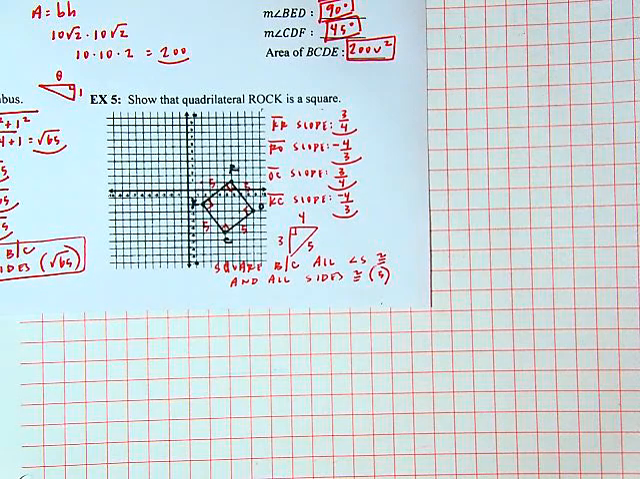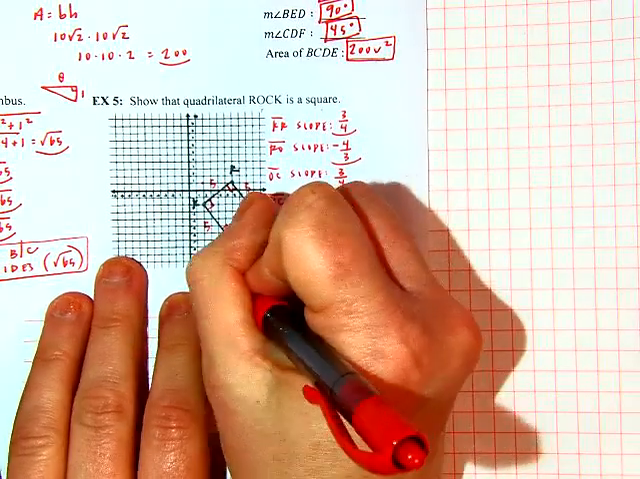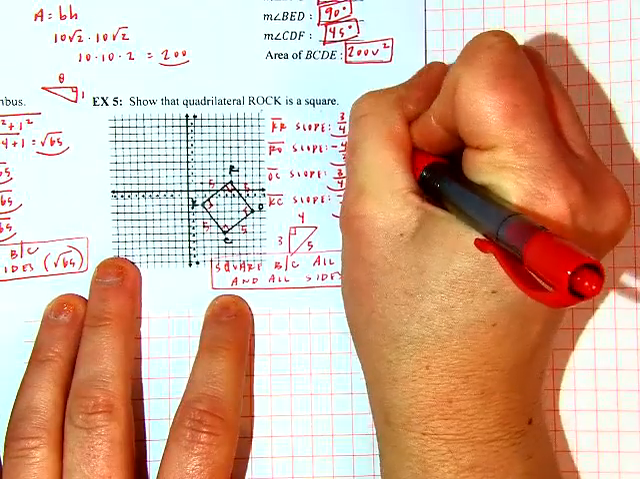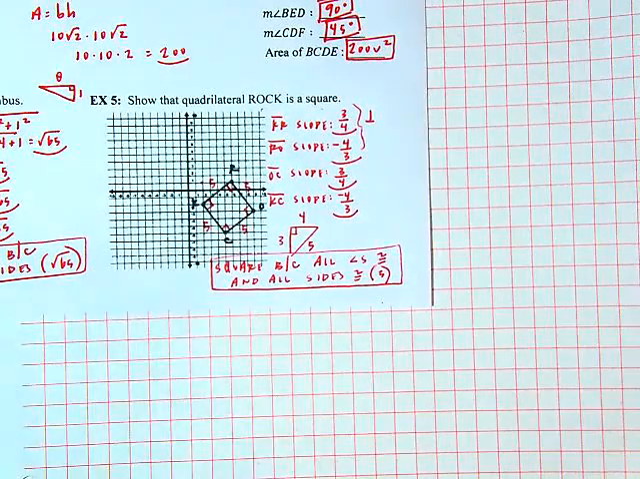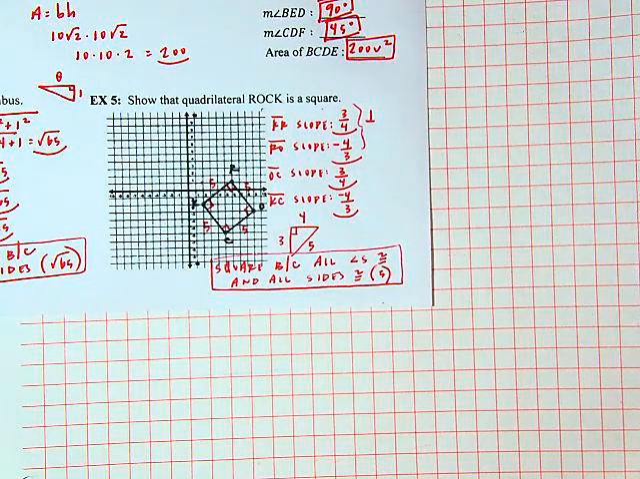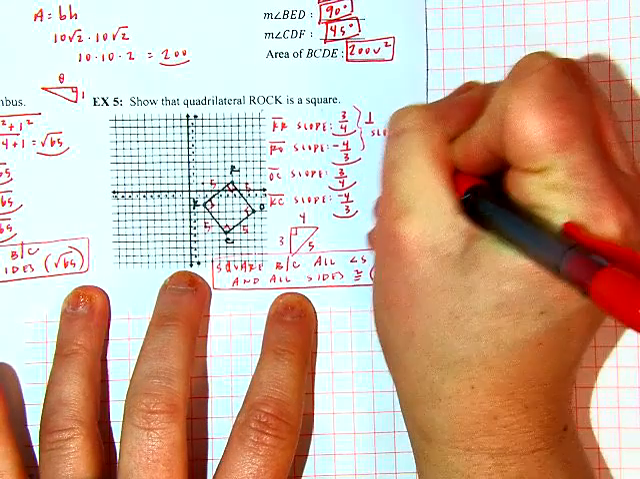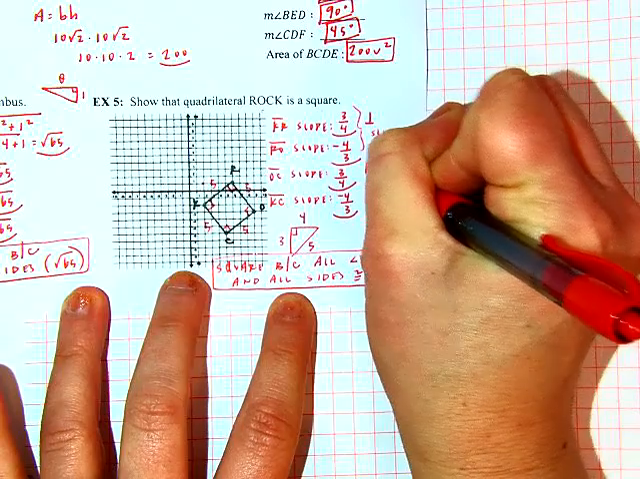Okay, so I could also show that my diagonals are congruent and that they're also perpendicular. That would be another way of getting to the same end result. And I'm just going to reiterate here why I can say perpendicular. Perpendicular because we have slopes that are opposite reciprocals.